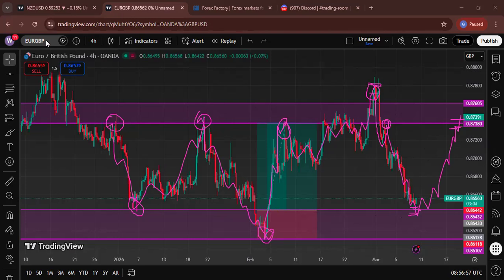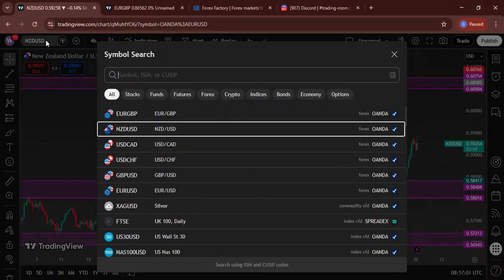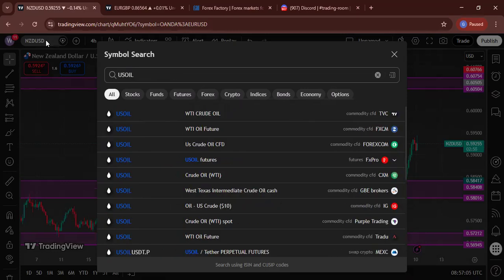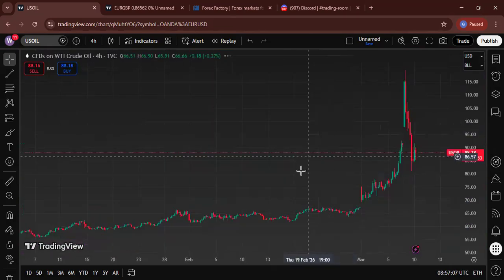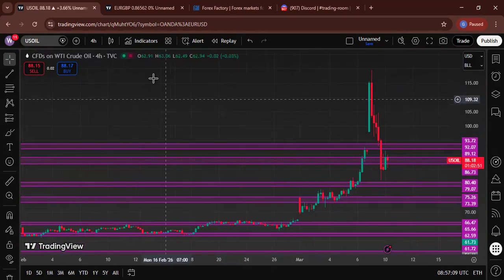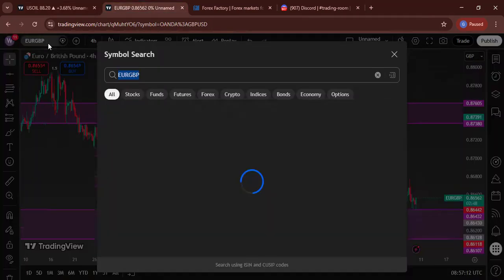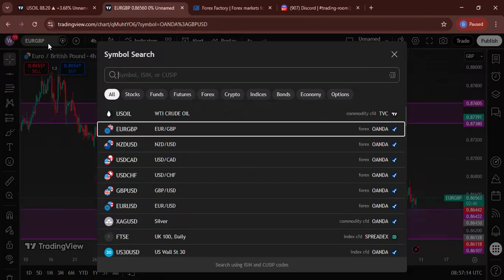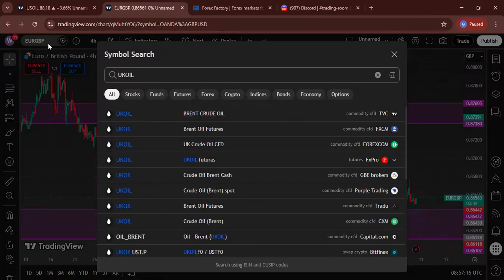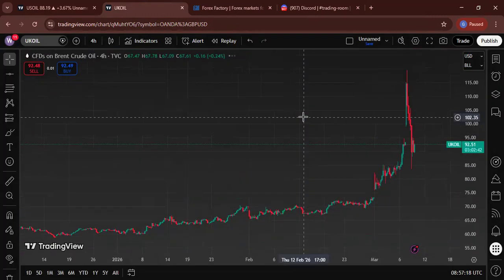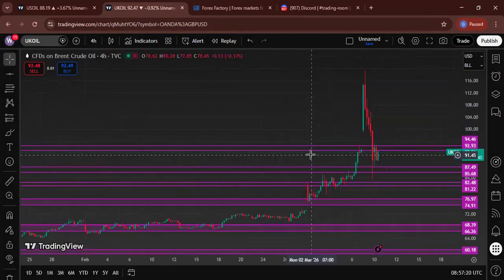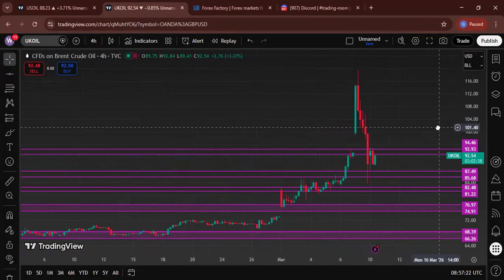Then let's have a look at oil. Let's see how oil is doing. Let's see what you have on US oil and UK oil. So this is what we have. There is US oil. There is UK oil. So this is what you have.